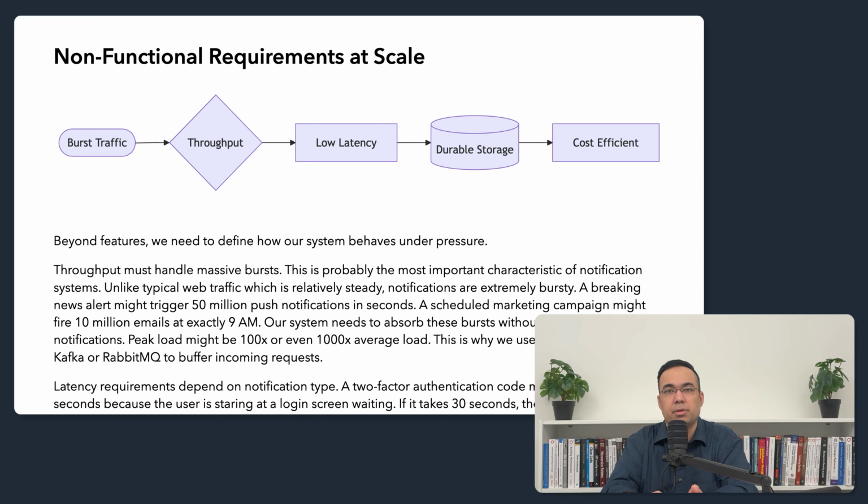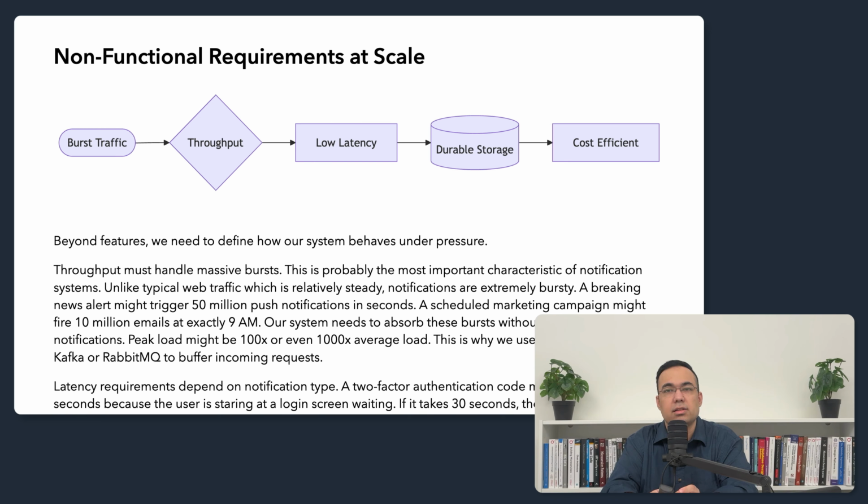Latency requirements depend on notification priority. A two-factor authentication code must arrive within seconds because the user is waiting at the login screen. If it arrives in 30 seconds, they'll request another code, get frustrated, and possibly abandon the login entirely. A weekly newsletter, on the other hand, can arrive any hour that day without anyone really noticing.